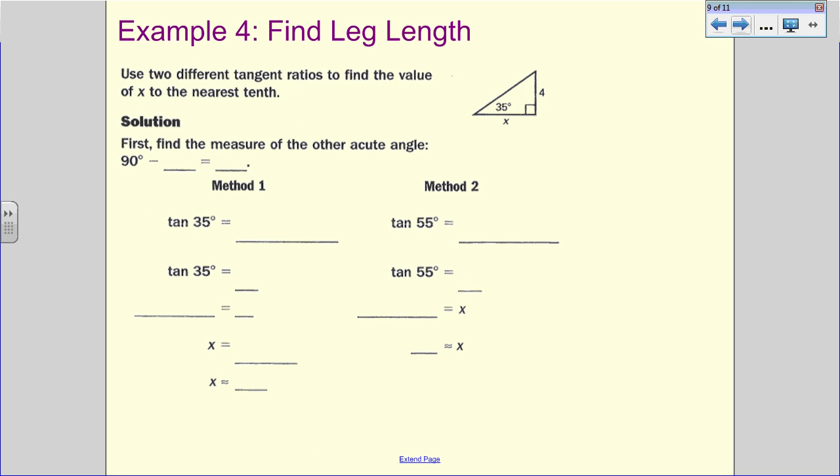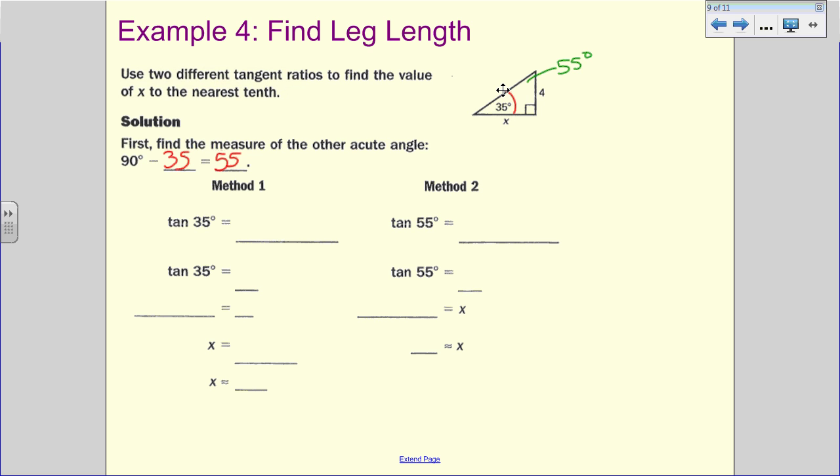All right, let's take a look at the other ones. We need to find another leg length, so we need to practice this a couple of times. Use two different tangent ratios to find the value of x to the nearest tenth. So what does that mean? Well, we only have one angle measurement here, 35 degrees. But if I do 90 minus 35 degrees, I can get 55 degrees for my other angle. And so that's what it means to write two different ratios, and you're going to see that in your homework tonight.